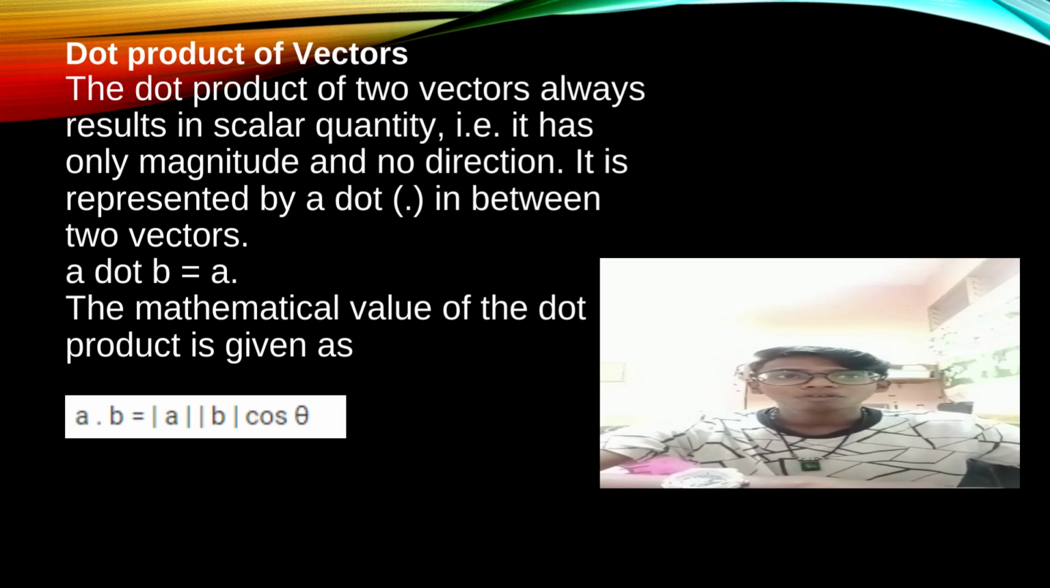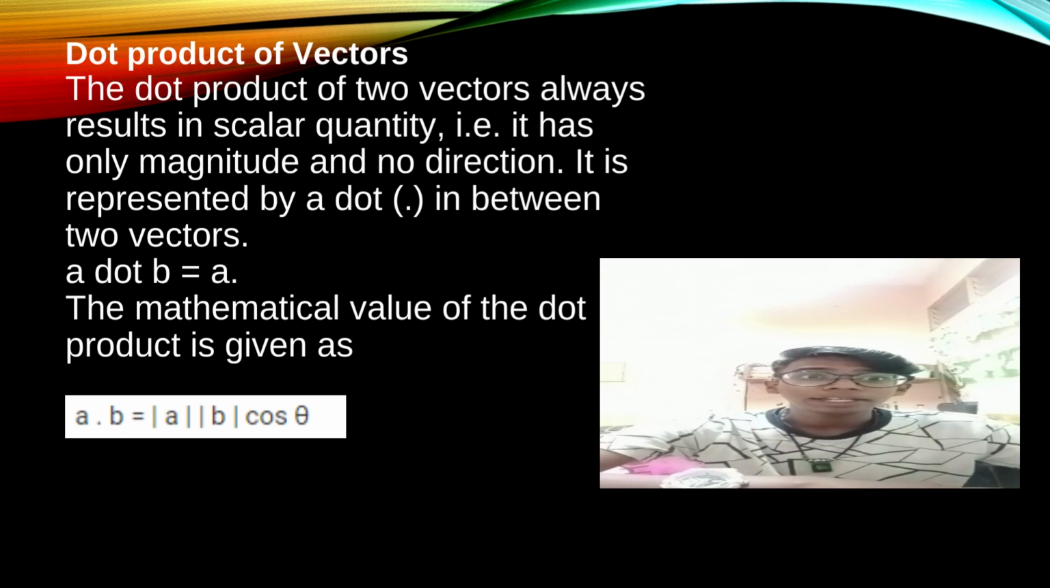Dot product of vectors. The dot product of two vectors always results in a scalar quantity. For example, it has only magnitude and no direction. It is represented by a dot in between two vectors. A dot B equal to modulus A modulus B cos theta. The mathematical value of the dot product is given as below.